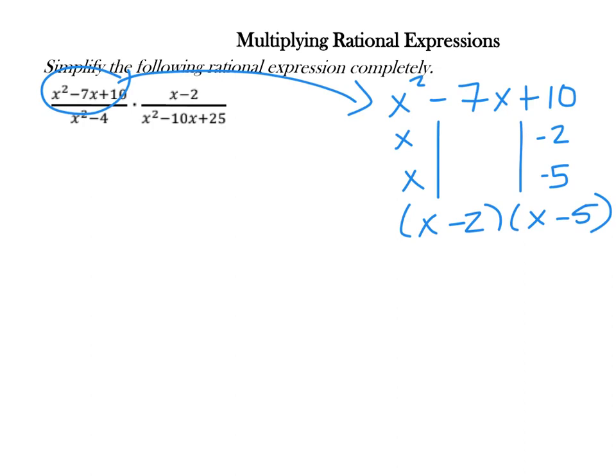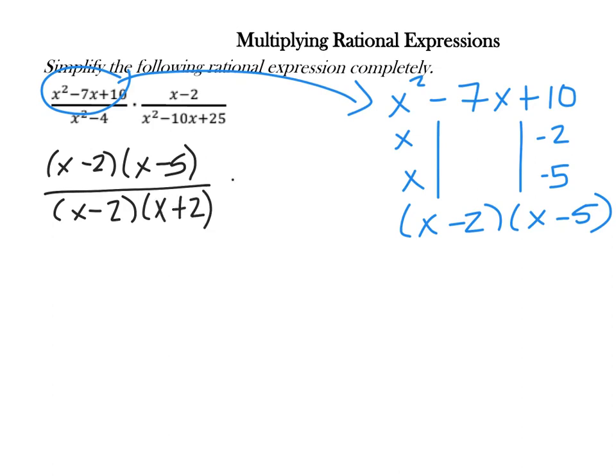So, in the numerator I have x minus 2 times x minus 5, divided by x minus 2 times x plus 2. On the other fraction, I have an x minus 2 divided by, if I find the factors of this one, it'll be x minus 5, x minus 5.